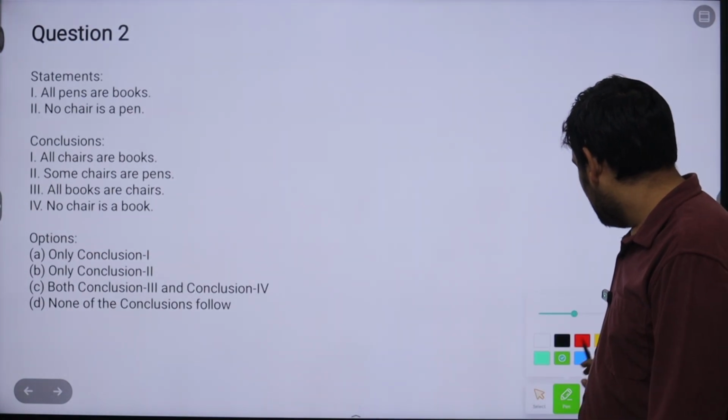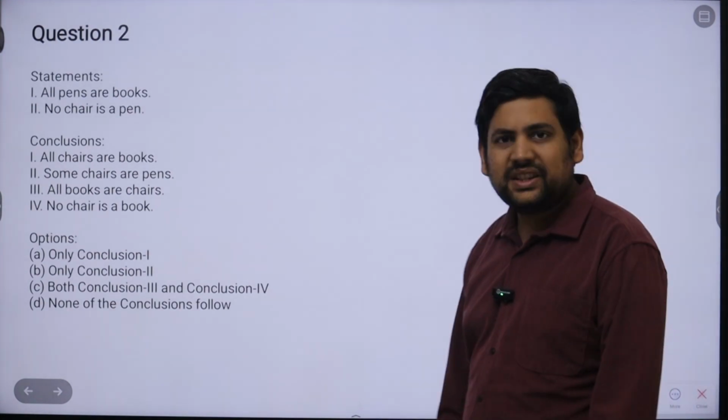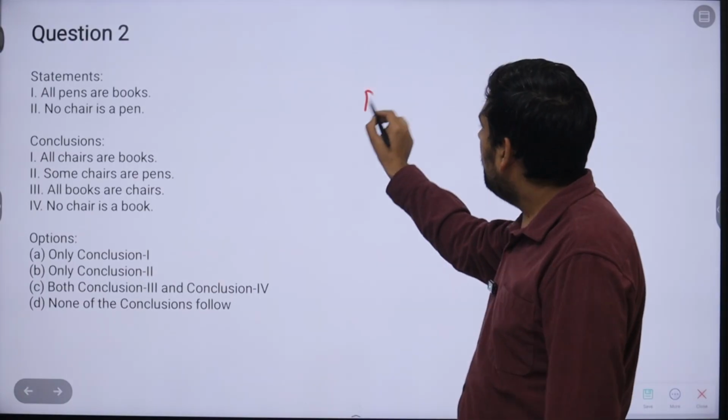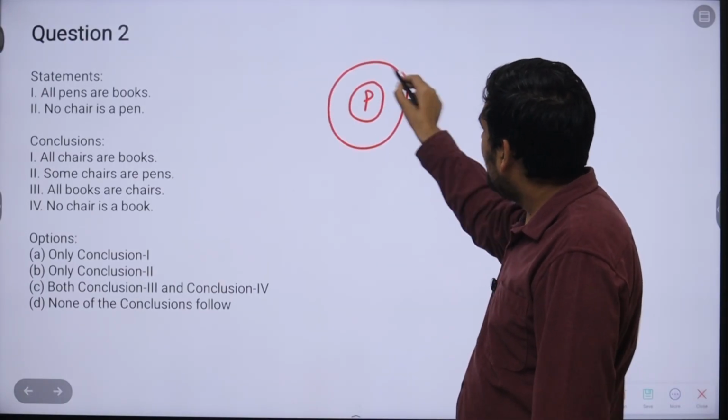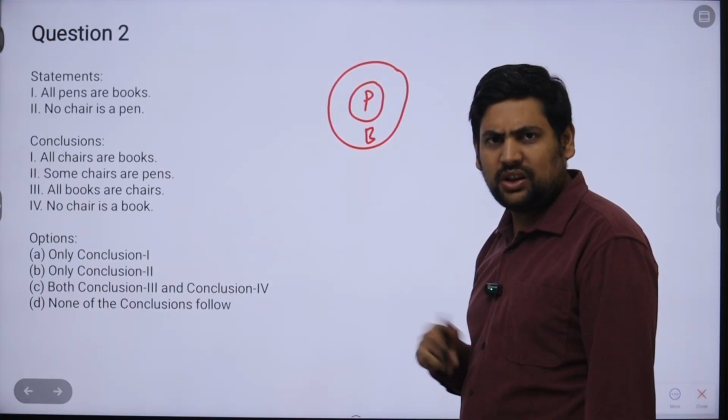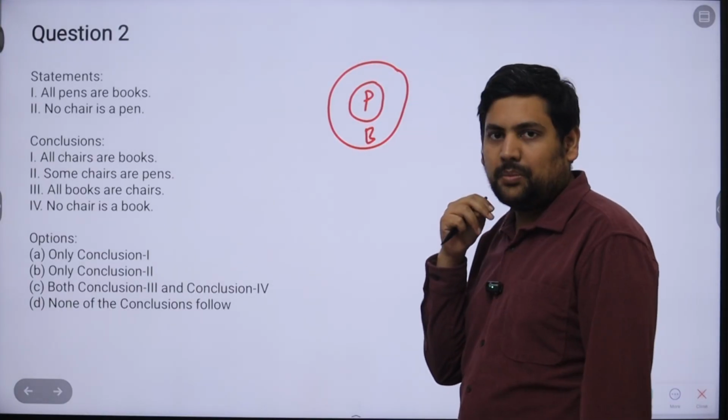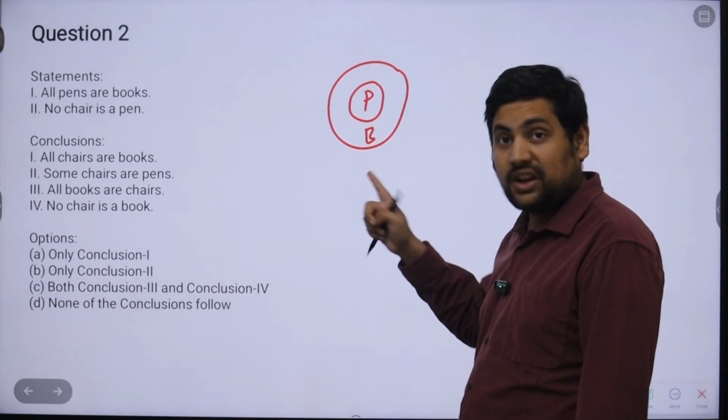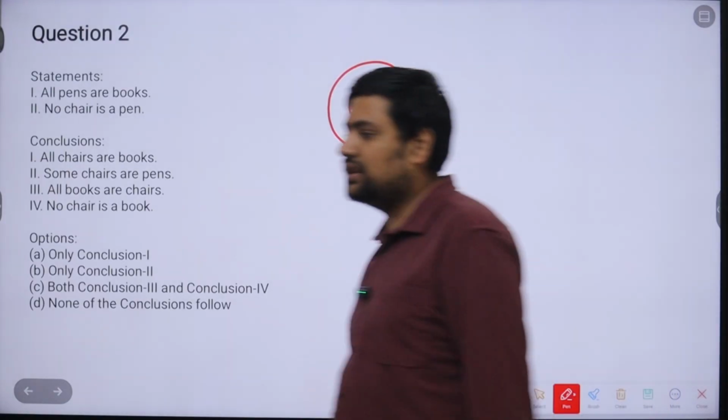Now let's see what it says. All pens are books. This is correct. Now, no chair is a pen. Now we have drawn one relation. Always be careful with the third relation.